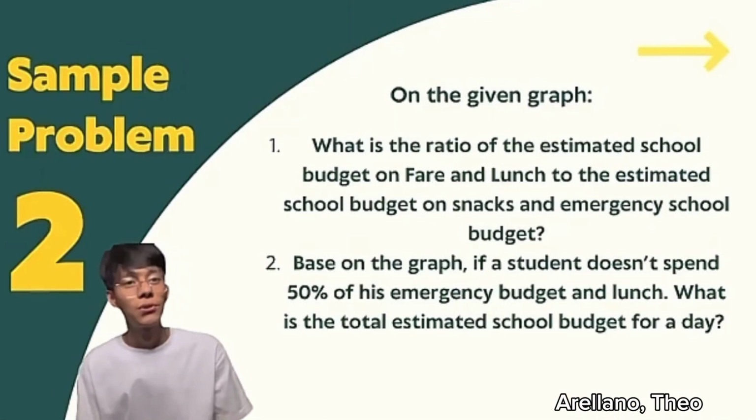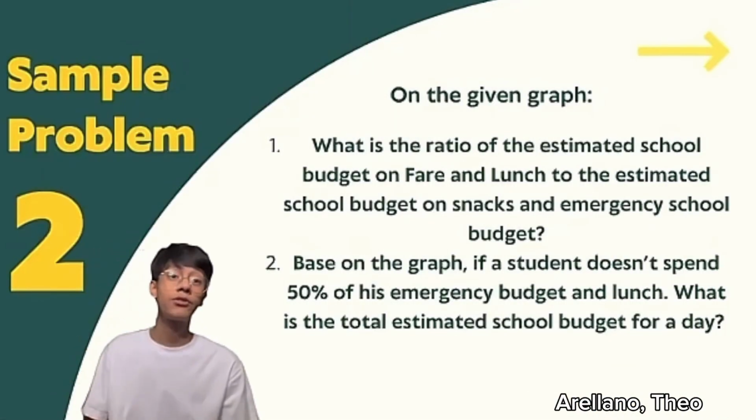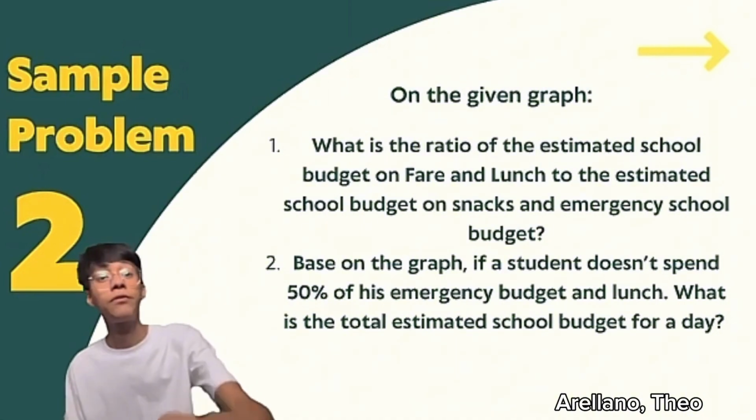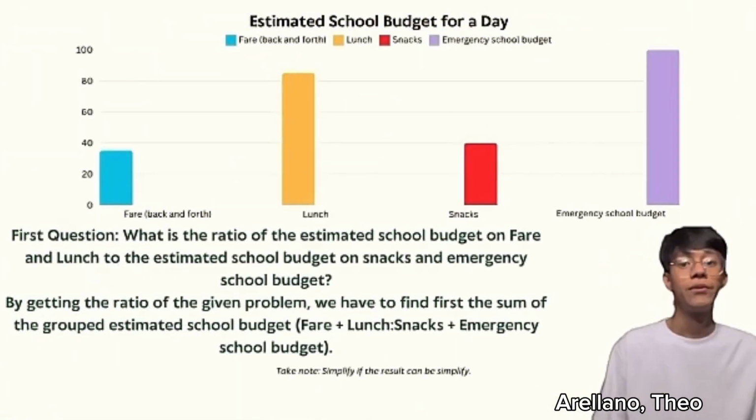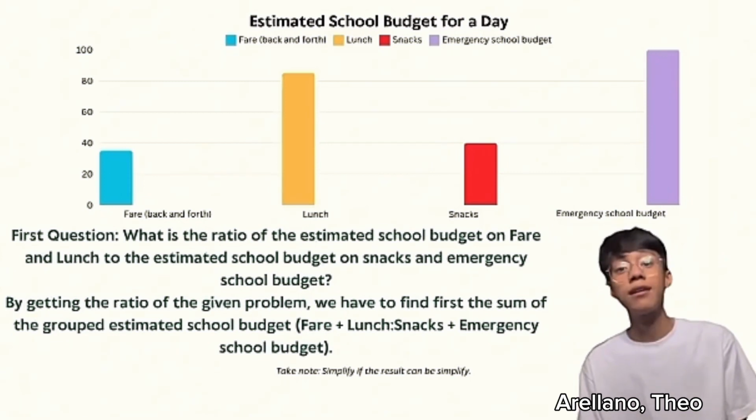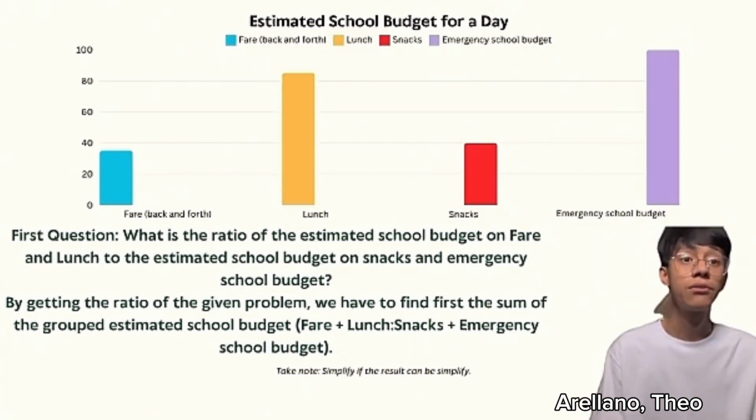Sample problem number 2. Actually guys, we have 2 sets of questions here on sample problem number 2. So let's begin. Let's proceed to the first question and the given graph. So here is the given graph. Estimated school budget for a day. So we have fare, lunch, snacks, and emergency school budget.